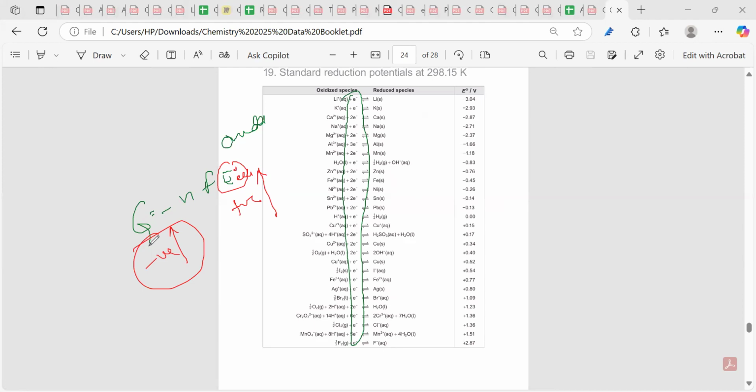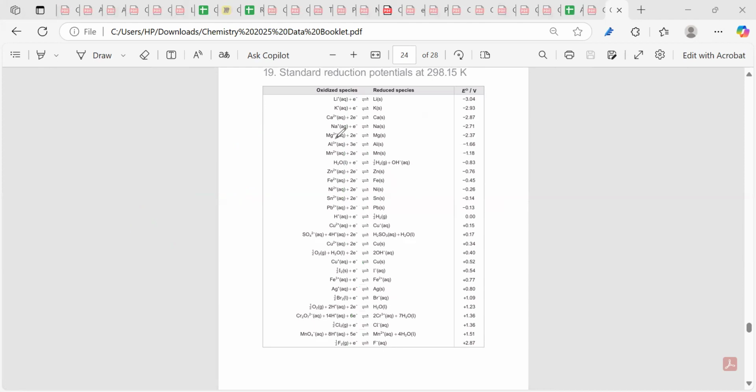This is the way we have to find out. Suppose I'm taking this and this. Harry, tell me, which one do you take at the cathode? The one that's more positive, which is aluminium. What is your answer, Harry? More positive one. Agreed. You have to check what the reaction given over here is. Reduction reactions, right? Clear?